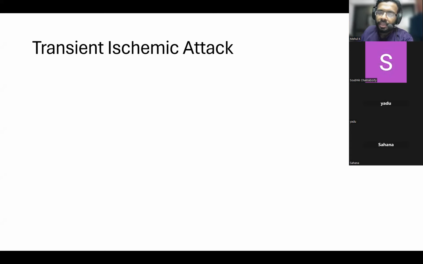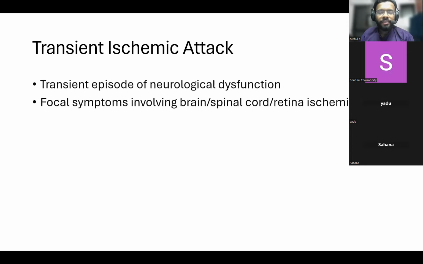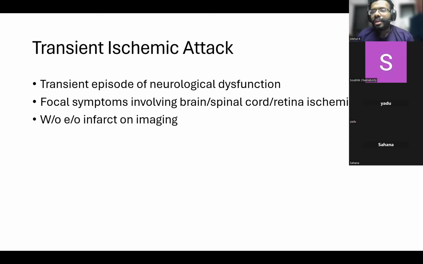Initially I think they changed it to like 1 hour, then they changed it to like 20 minutes. Now they have removed the time limit completely. They define it as transient neurological dysfunction that can affect the brain, spinal cord, or retina. Important thing is no impact on imaging. And what imaging do you need? Diffusion weighted MRI. This is the latest definition of a TIA. No 24-hour, nothing like that.